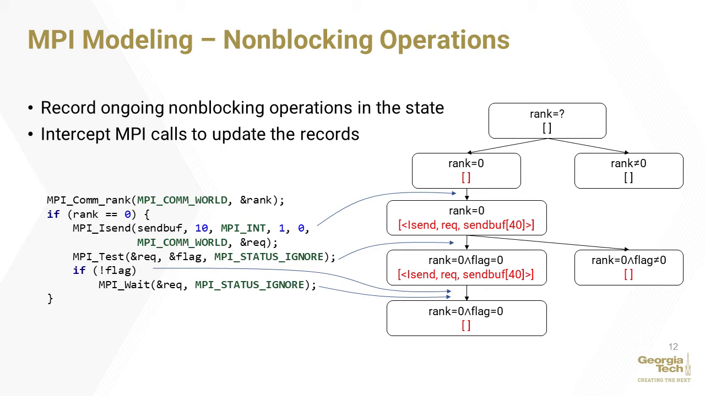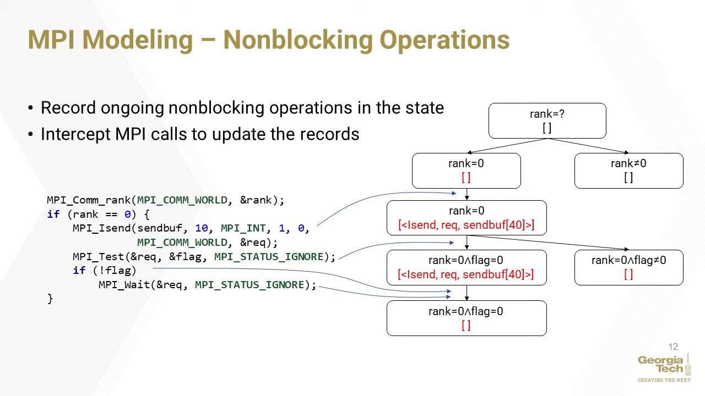Here we show an example to demonstrate how the records are maintained. At the beginning, there's no record in the state. On the third line, the MPI isend call starts a non-blocking communication, so we add a record to the state after the call. On the next line, an MPI test is invoked to test if the non-blocking operation has completed. The result is stored in the flag variable. We fork the execution state into two here.